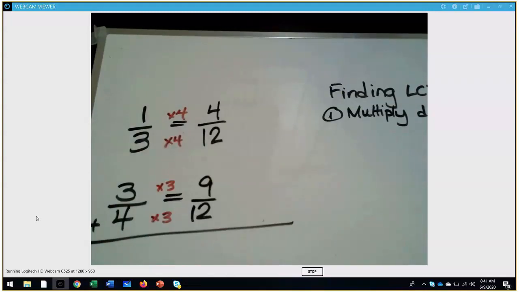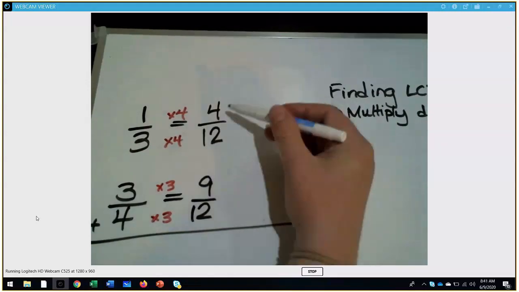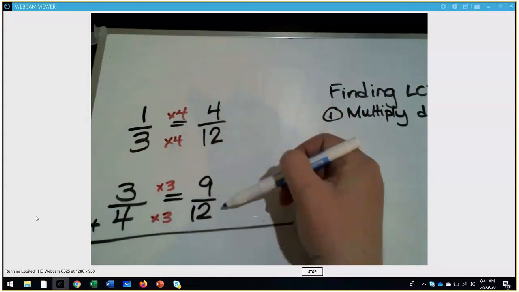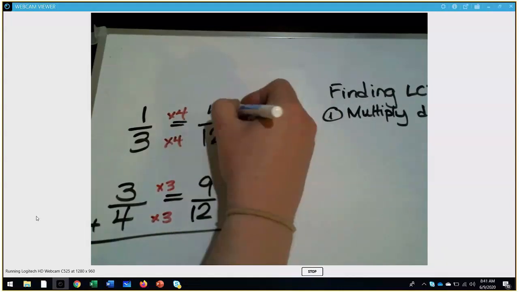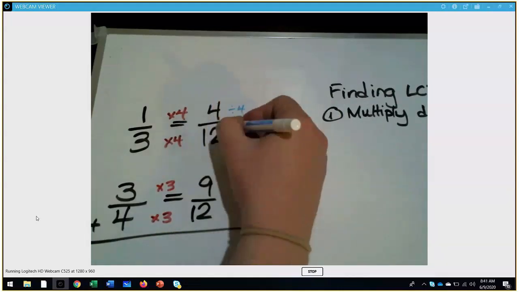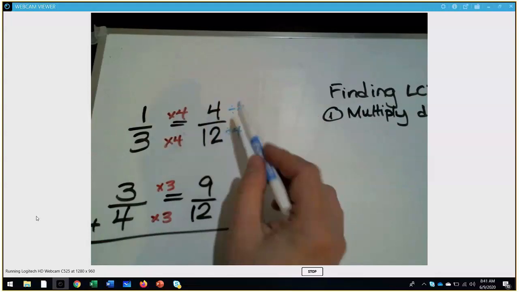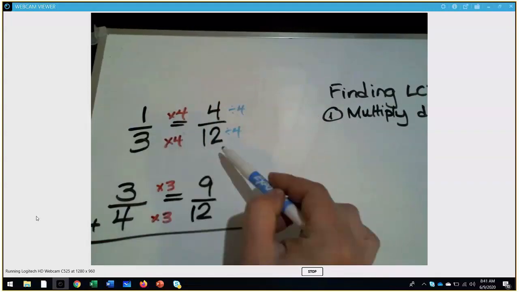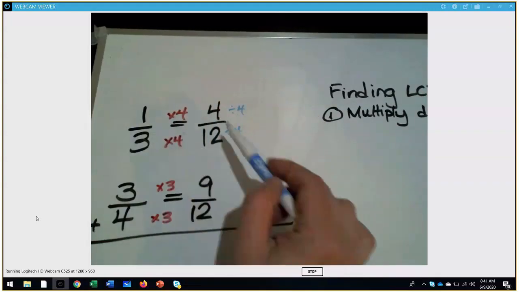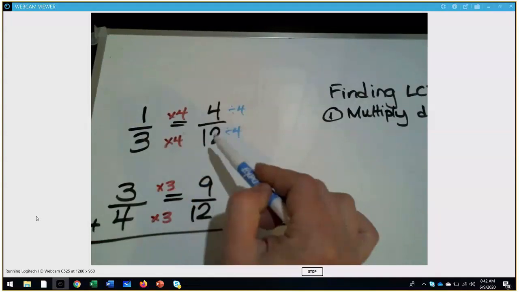Okay, now if that's still not clear about what we're doing, just real quick, if I go back the other way, let's say I was trying to reduce these, you have to divide them both by the same thing. 4 divided by 4 is 1, 12 divided by 4 is 3. That's why you have to do it. You've got to keep these fractions equivalent.